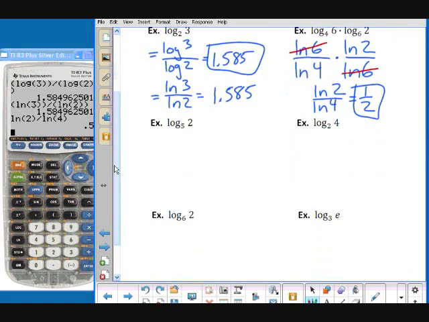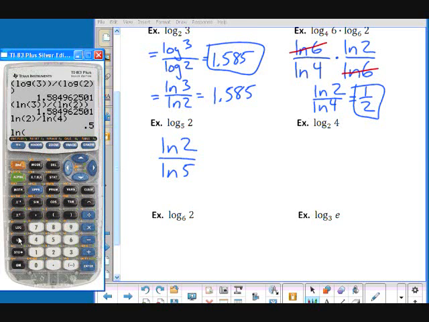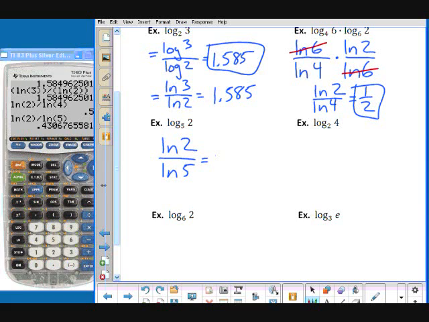If I look at this one, again, I'm just going to rewrite it. I'm going to use my change of base. So natural log of 2 over the natural log of 5. I take what's inside the logarithm over the original base. And then I just plug it into my calculator. Natural log of 2 divided by the natural log of 5. And I get 0.431.